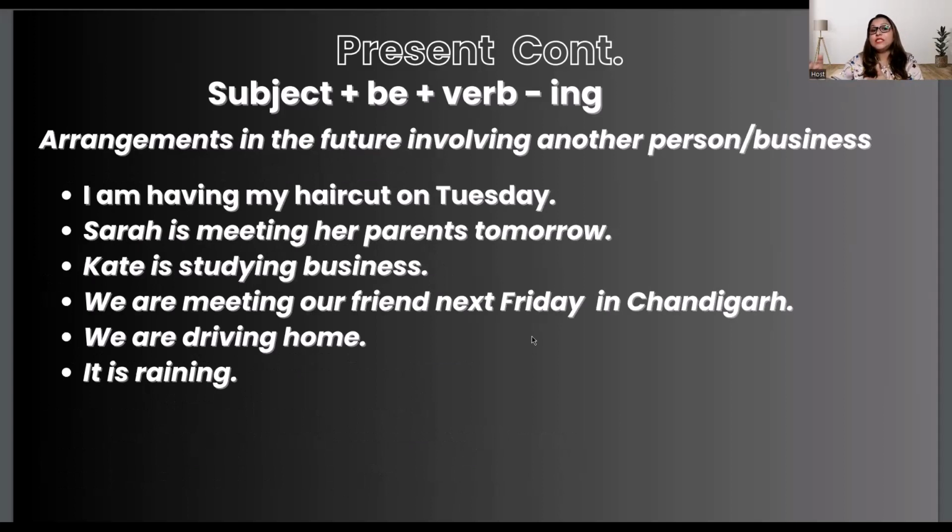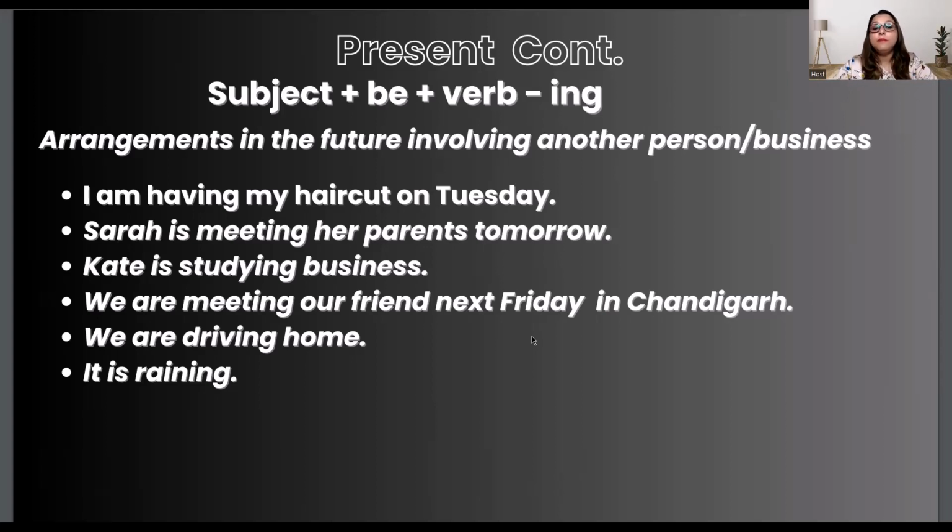And then arrangements in the future involving another person or business. I'm having my haircut on Tuesday. So that is a future. I'm talking about a future when it involves some other business, even though it is about my haircut. Okay, Sarah is meeting her parents tomorrow. So meeting another person in future. Okay, Kat is studying business. So that can be a temporary situation. She's studying business at this moment, and she may not be studying it a year later.